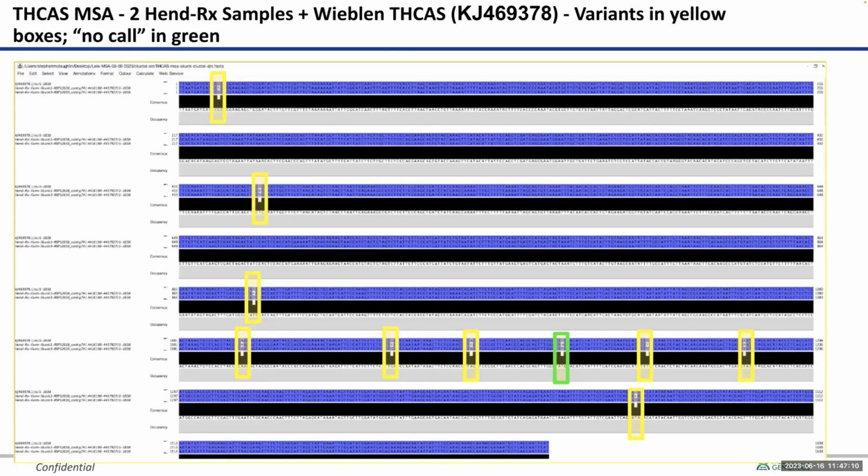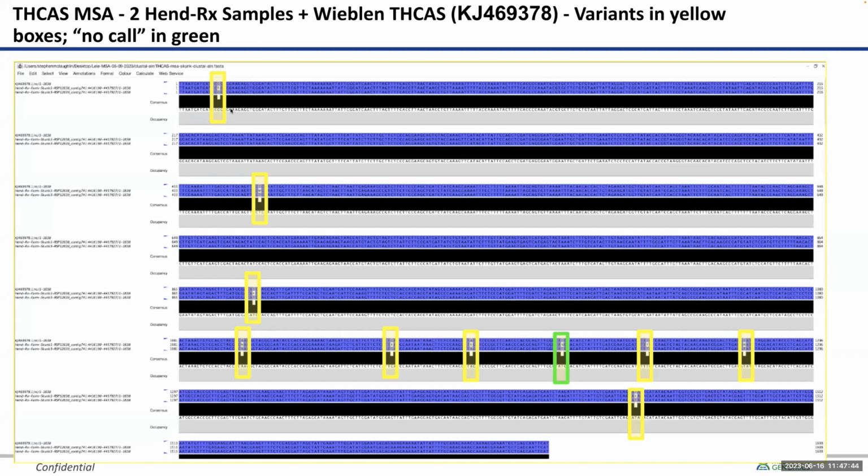This is a little bit hard to see, and it's hard to cram all of this information into one visual slide because it is a 1600 plus base pair region of the genome. But I'm aligning here the 2 Hendrx samples as well as the Weeblin sample in the THC synthase region, and I'm showing where these variants are. I built a consensus sequence from the sequencing data to then align to that sequence in NCBI I pulled out, that's the Weeblin skunk 1.